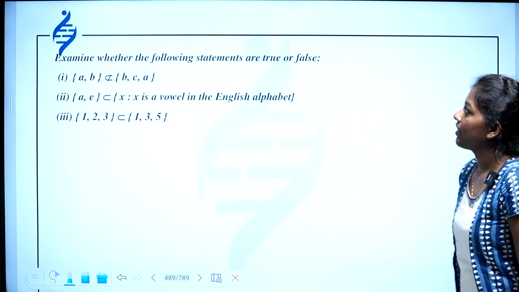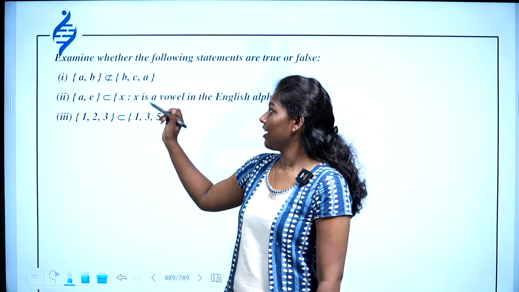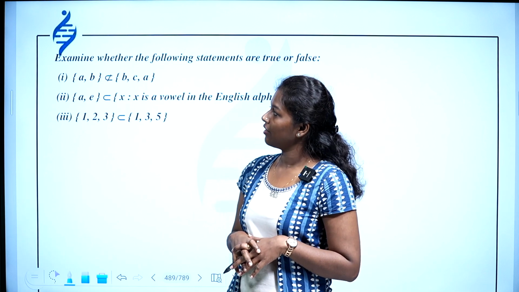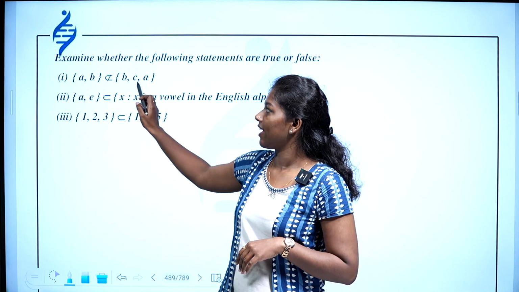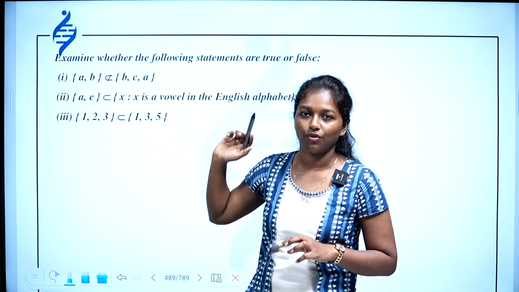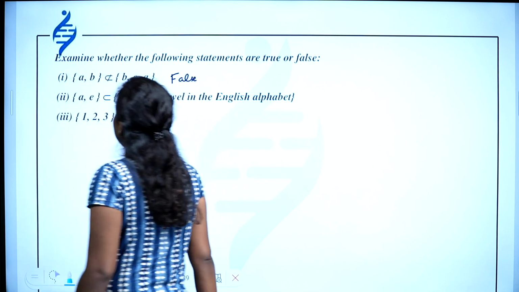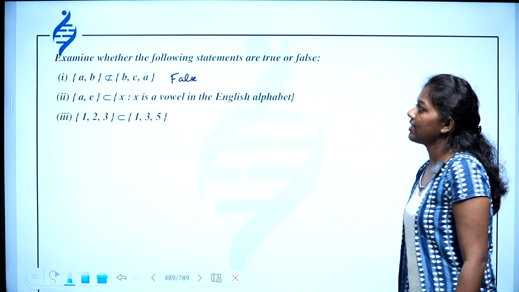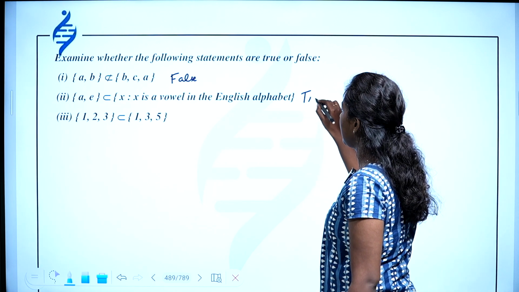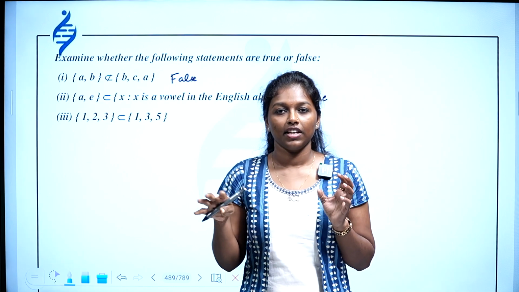Then examine whether the following statements are true or false. Our first statement is {a, b} not a subset of {b, c, a}. Is that true? Because a and b are there in this one, right? So this is a subset, so the statement is false. This is false. Then {a, e} subset of {x such that x is a vowel in the English alphabet}. Yes, this is true, because the vowels are a, e, i, o, u. {a, e} is a subset of {a, e, i, o, u}.